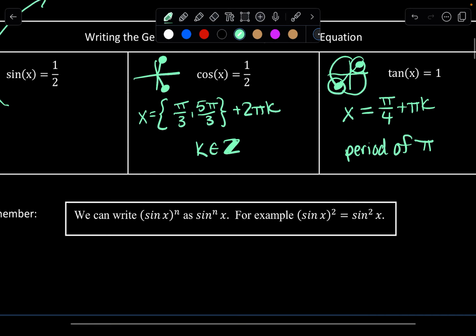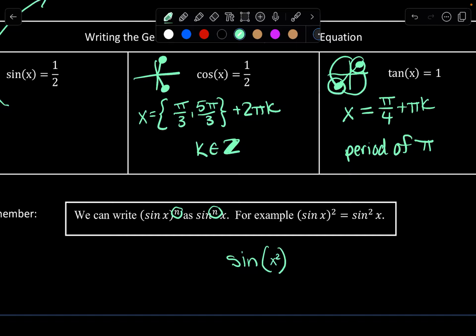And then just a quick reminder, we can write squared, cubed, quartic, any of them, but that power could be on the outside, or it can be right after the trig expression, but they both mean the same thing. Now, if you see sine of x squared, and the squared is inside of the parentheses, then that means that the argument is squared, not the trig expression. So understanding parentheses will be very important for this unit. So just look out for those.